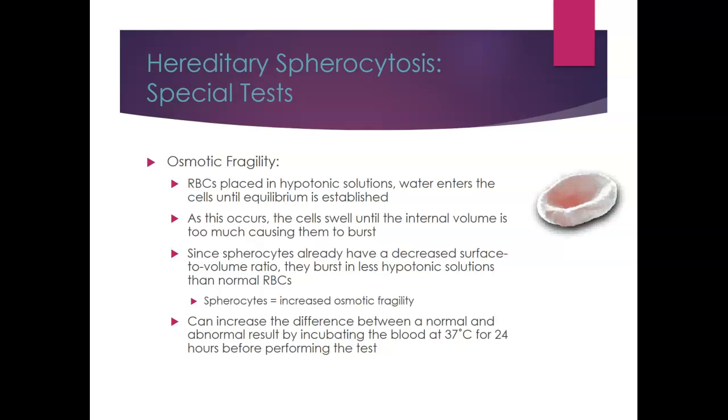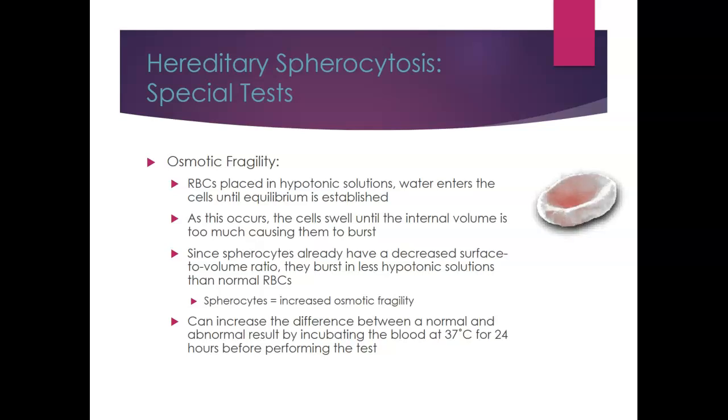Now what you're seeing on the right-hand side here would be for a hypertonic solution, so they actually start to decrease in size, but if we were to put it in a hypotonic solution, they would increase in size and actually explode. Since the spherocytes already have a decreased surface to volume ratio, they burst in a less hypotonic solution than normal RBCs. So if we have a slightly hypotonic solution, a normal RBC should survive. If we have a spherocyte, they're not going to make it real far.